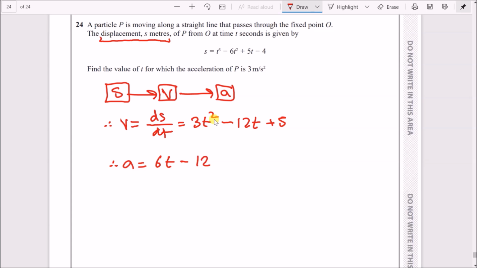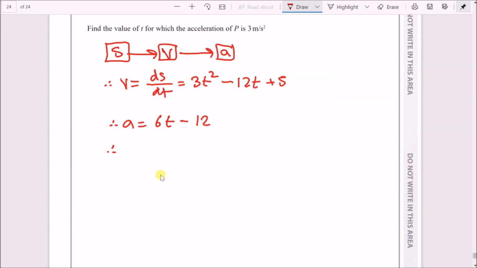And yeah, guys. Now, the final step is that, looking back at the question, it says find the value of T for which the acceleration is equal to 3. In other words, replace A with 3 and solve for T. So since A is 3, copy the whole equation.